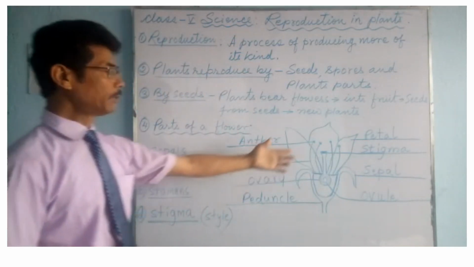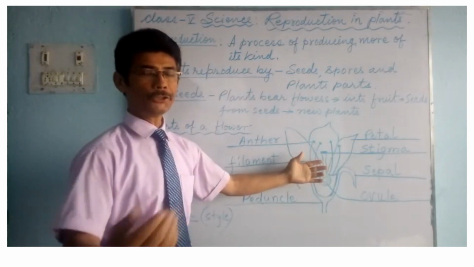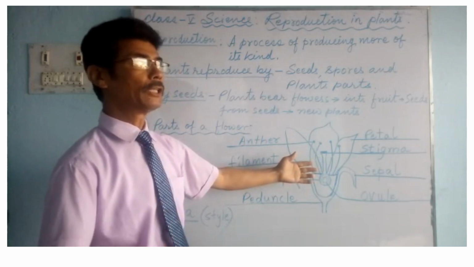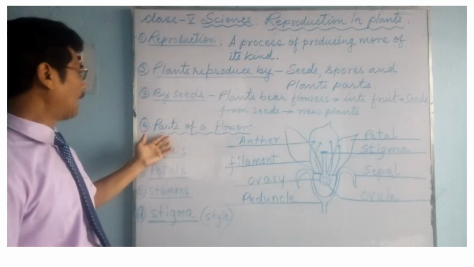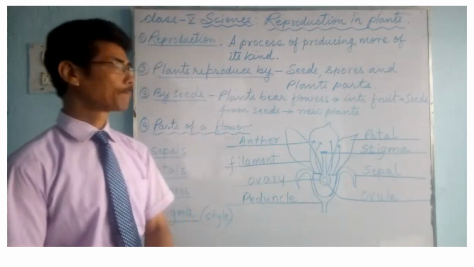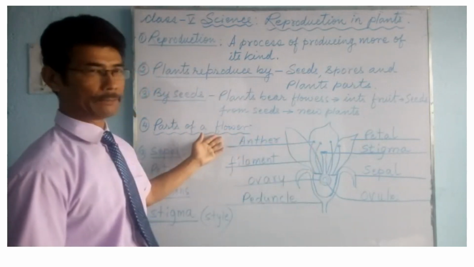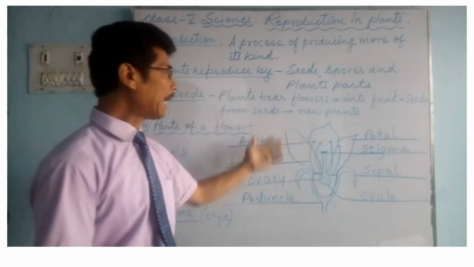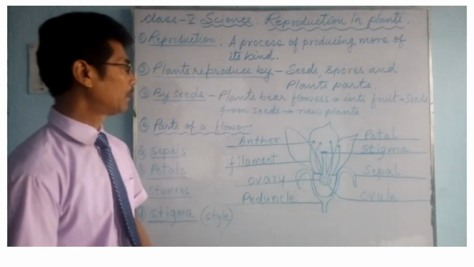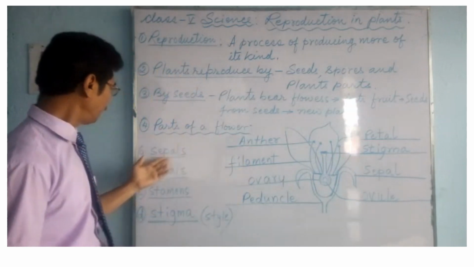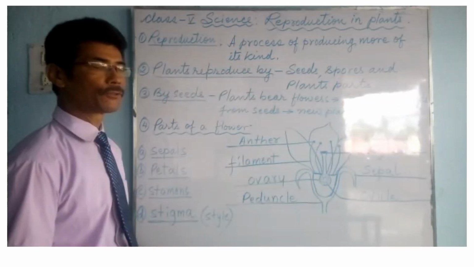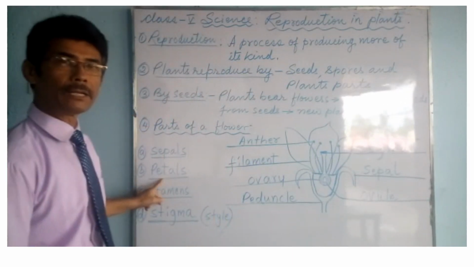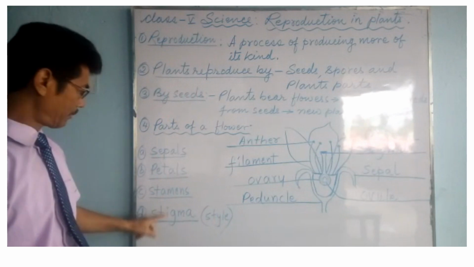Now here I have drawn a picture of a flower. It is there in your book also. You can learn that from the book, the names and the parts. So let's look at now parts of a flower. A flower has various parts. You can look at that. Mainly there are 4 parts. Sepal, petals, stamens, stigma.